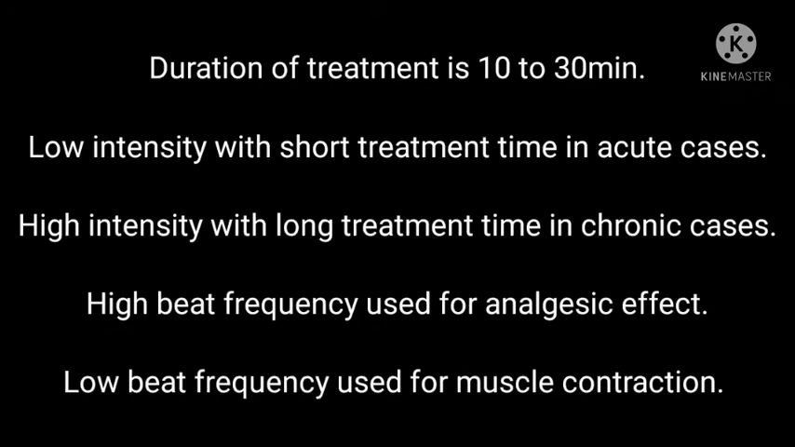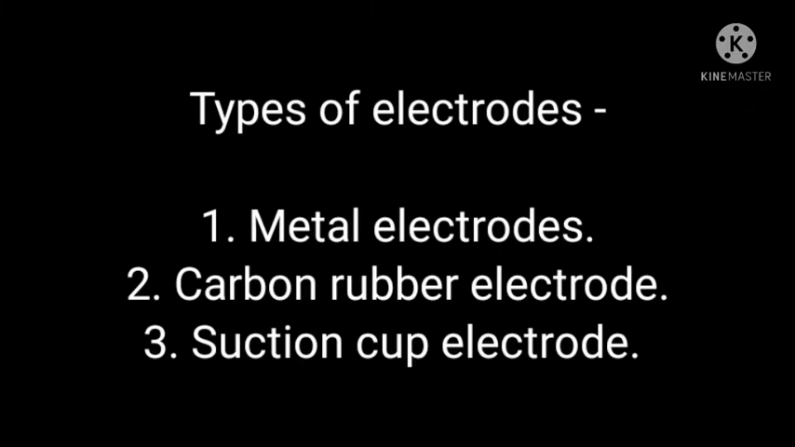Duration of treatment is 10 to 30 minutes. Low intensity with short treatment time in acute cases. High intensity with long treatment time in chronic cases. High beat frequency is used for analgesic effect. Low beat frequency is used for muscle contraction. Types of electrode: metal electrode, carbon rubber electrode, suction cup electrode.